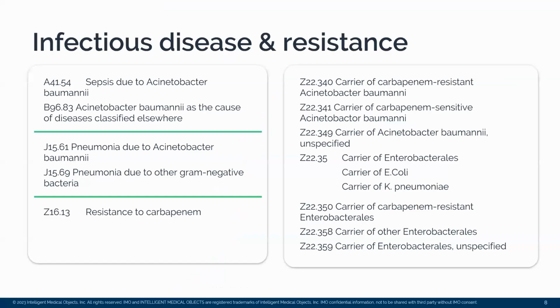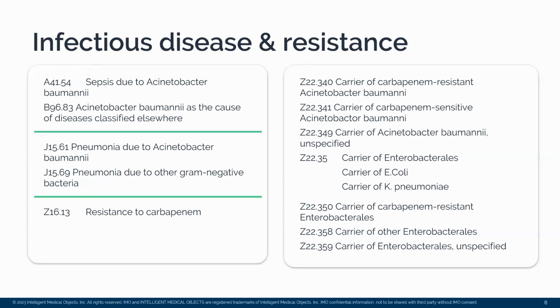In the infectious disease chapter, we have codes related to Acinetobacter baumannii, which is a gram-negative bacteria that can cause infections in the blood, the urinary tract, the lungs, or in wounds, and it can also colonize. Antibiotic resistance is common with Acinetobacter baumannii, and carbapenem resistance is also a challenging issue. So as you can see, we have a new code to reflect sepsis, and then you can use the B9683 as a supplemental code if you had a patient with UTI due to Acinetobacter.